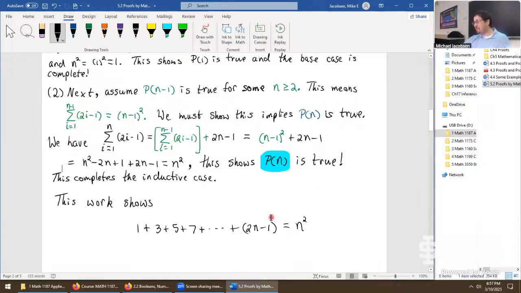Impressive in a way that the sum of the first n odd numbers is automatically the square of that number n. I don't know how you would show this fact directly, but by induction, it has to be true. There's no other way of getting around this. So let's say by induction.